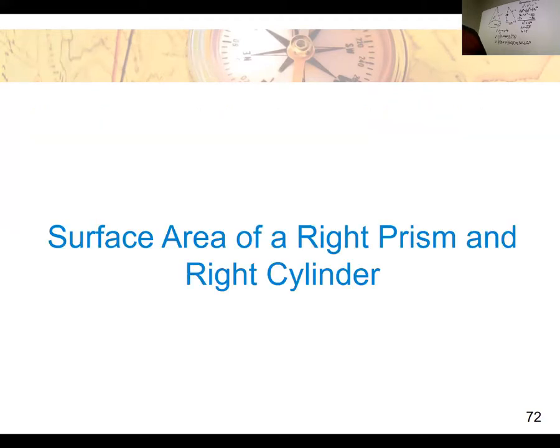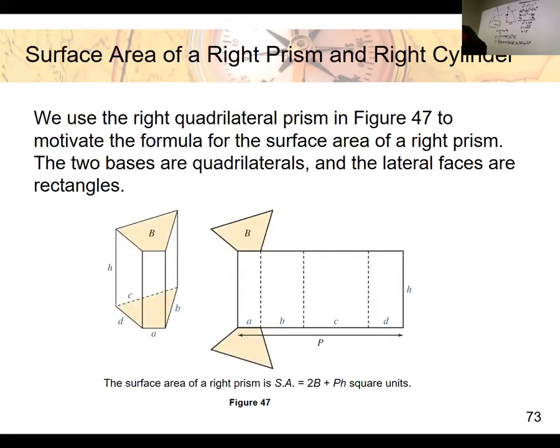I first will talk about a right prism and a right cylinder and their surface areas. Now here they're taking a rectangular, a right quadrilateral prism, and what they're doing here is breaking it apart and flattening it out into a two-dimensional object like this right here. So you can see where the surface area is. Here we take the area of the two bases, the one on the top and the one on the bottom, and then we take the area of this flat surface right here.